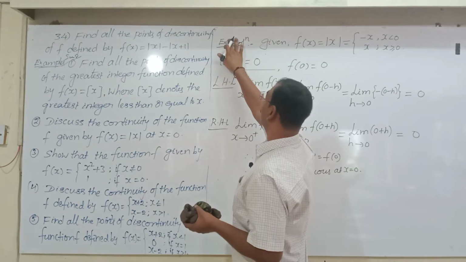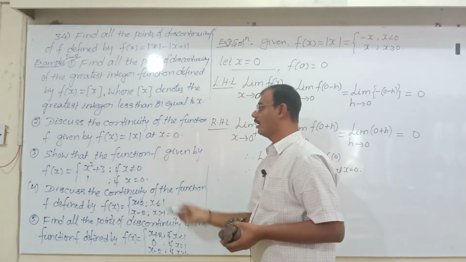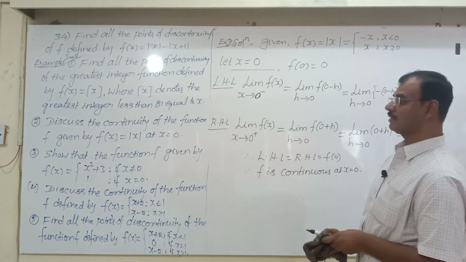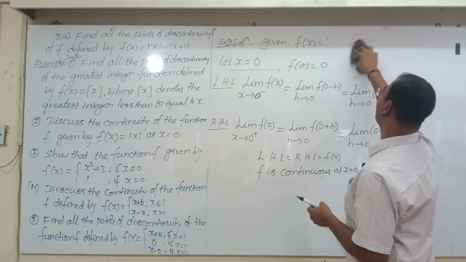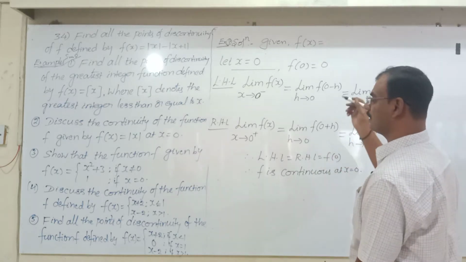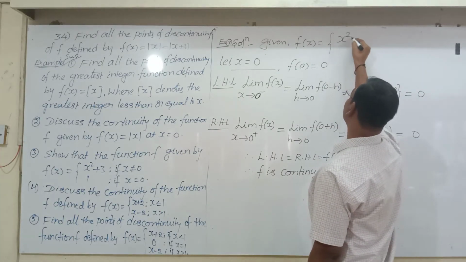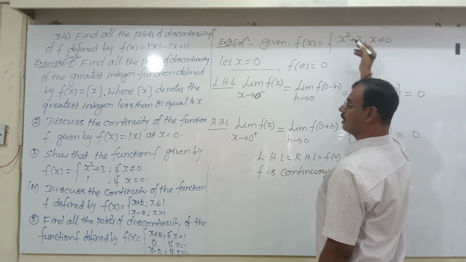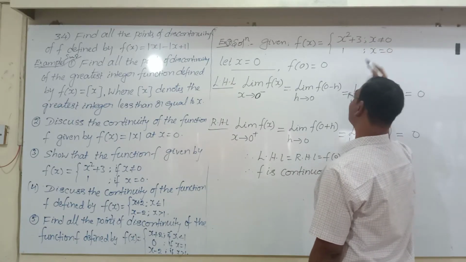So what is the third problem? Let us see. The question is: show that the function f given by f of x is equal to x square plus 3 when x is not equal to 0, and 1 when x is equal to 0.